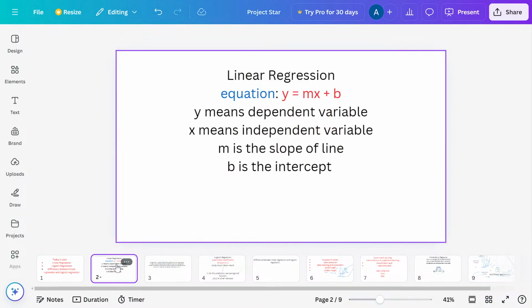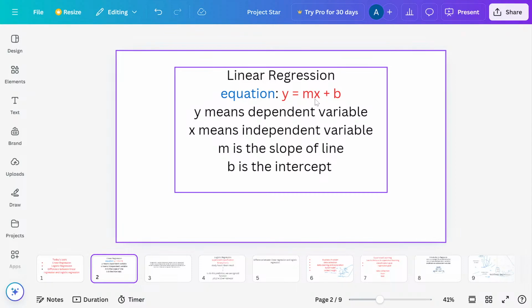As we already know what linear regression looks like. The linear regression equation represents a straight line. So when we talk about linear regression, we talk about a straight line. And linear regression can be positive regression, or it can be negative regression.